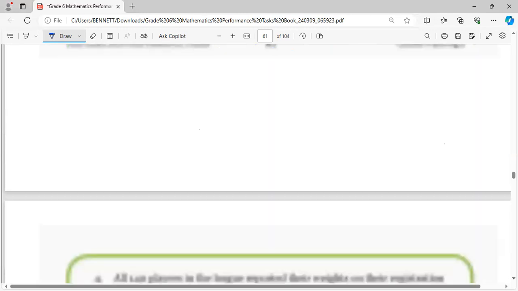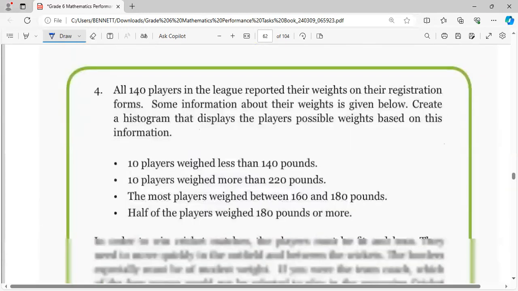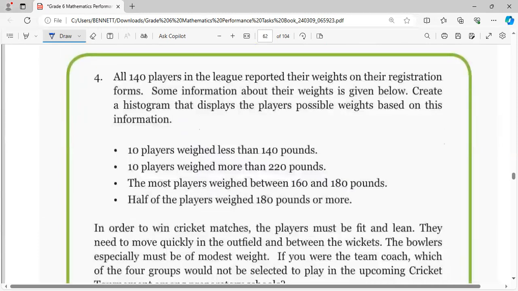Alright, so we're watching the time, but guess what? I'm going to see if we can look at this. If it's not too hard, we can just run through it. It says all 140 players in the league reported their weight in the registration form. Some information about their weight is given below. Create a histogram. No, guys, it's not good, unless I can take a screenshot and send it to the group and you guys do it. This is going to take a lot.